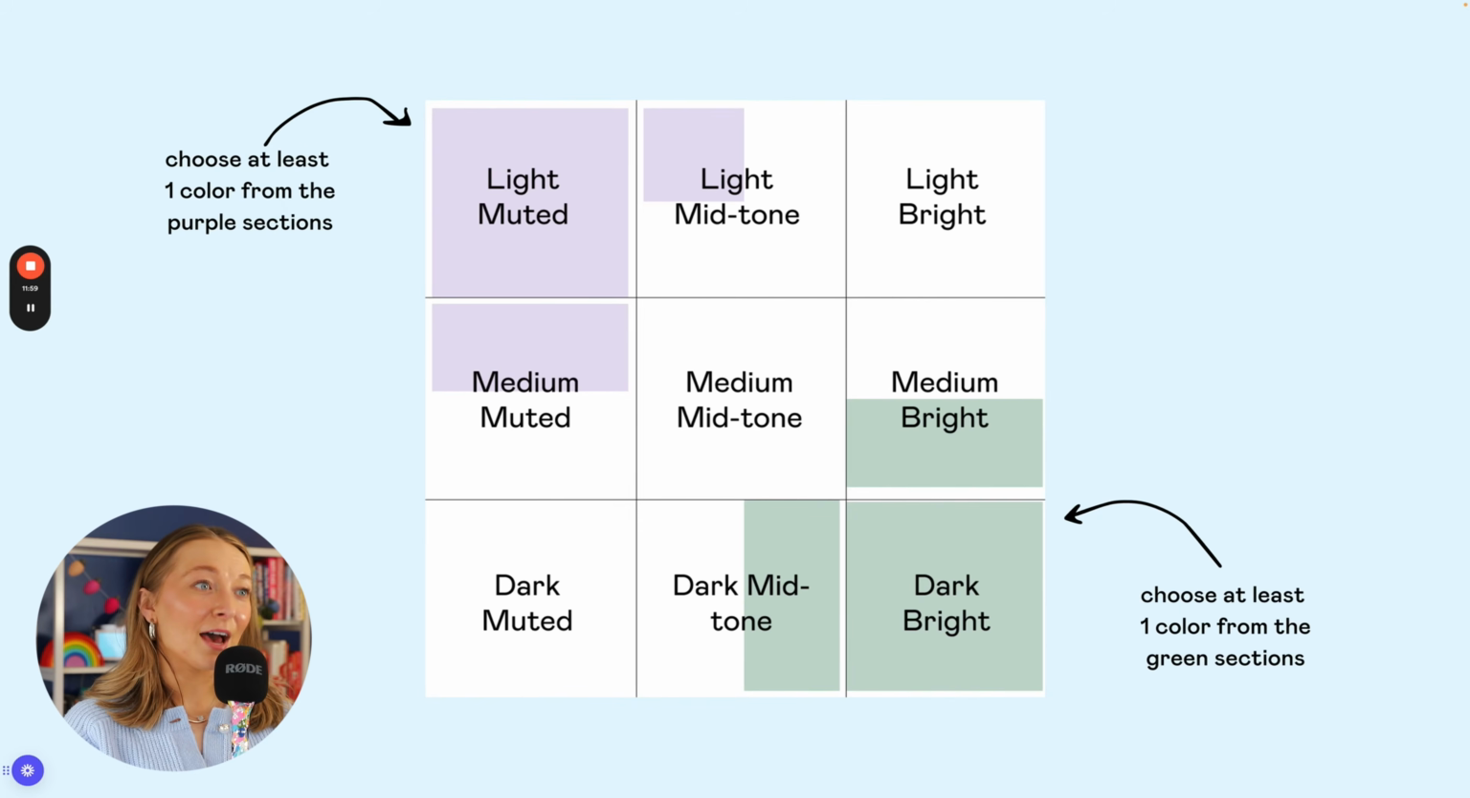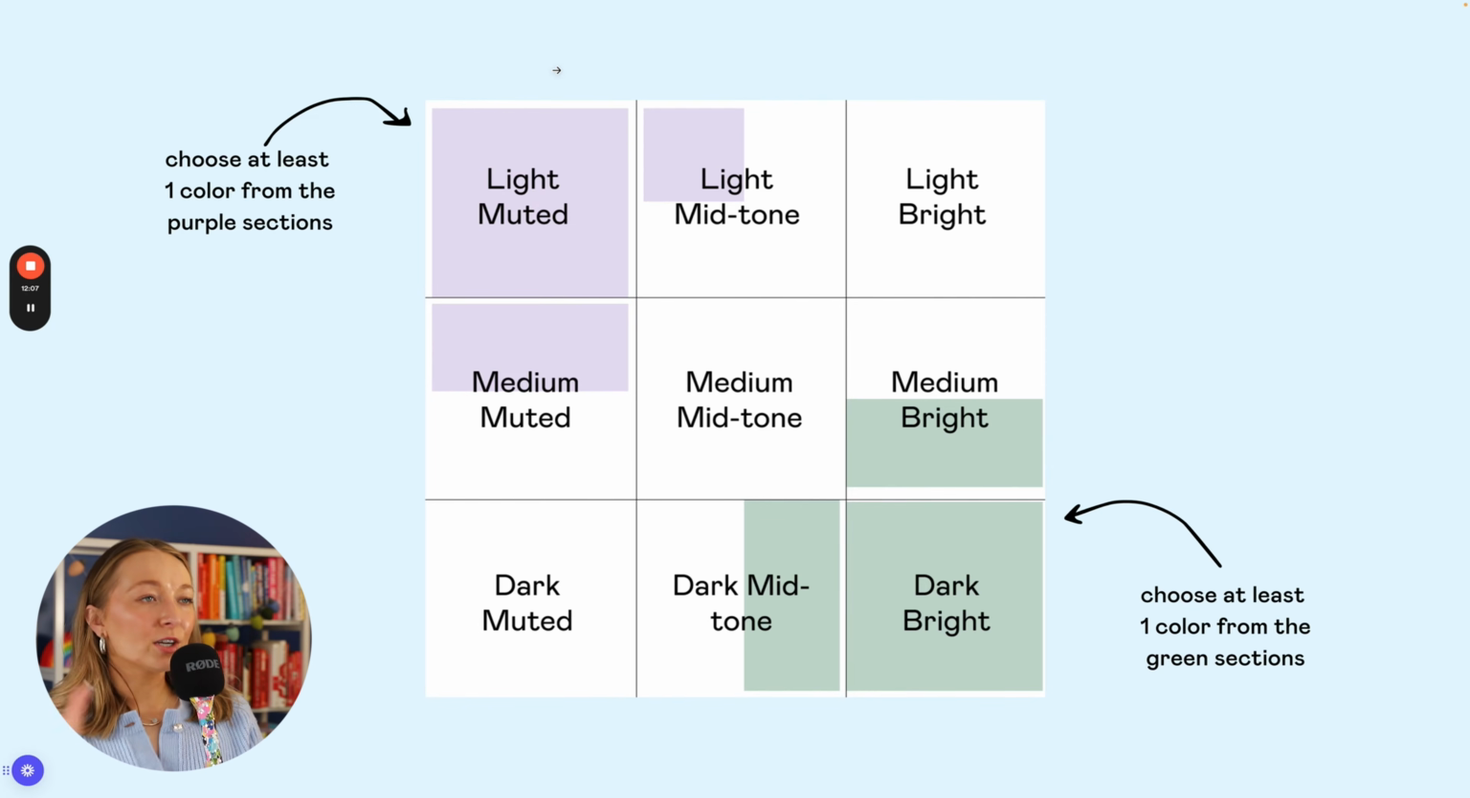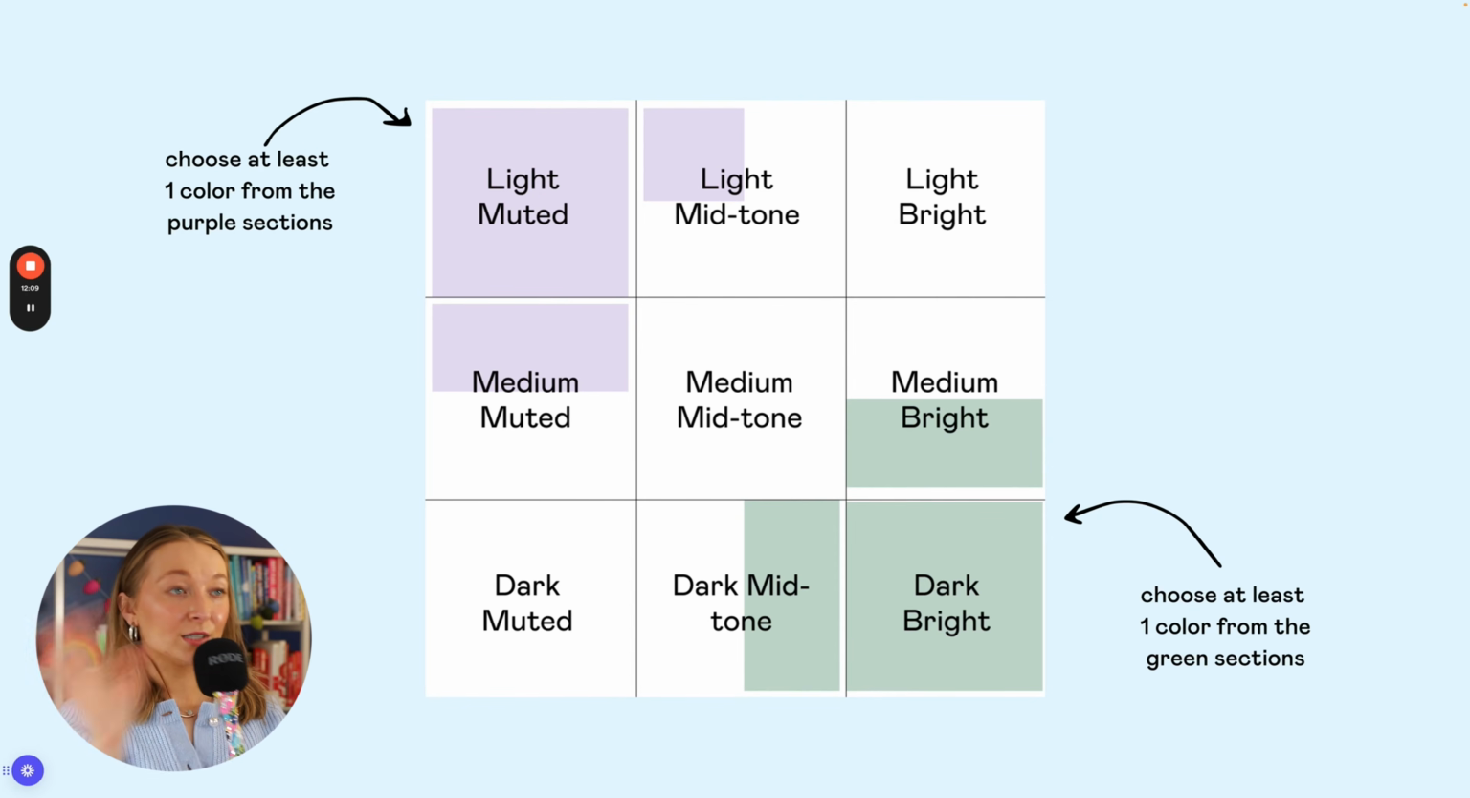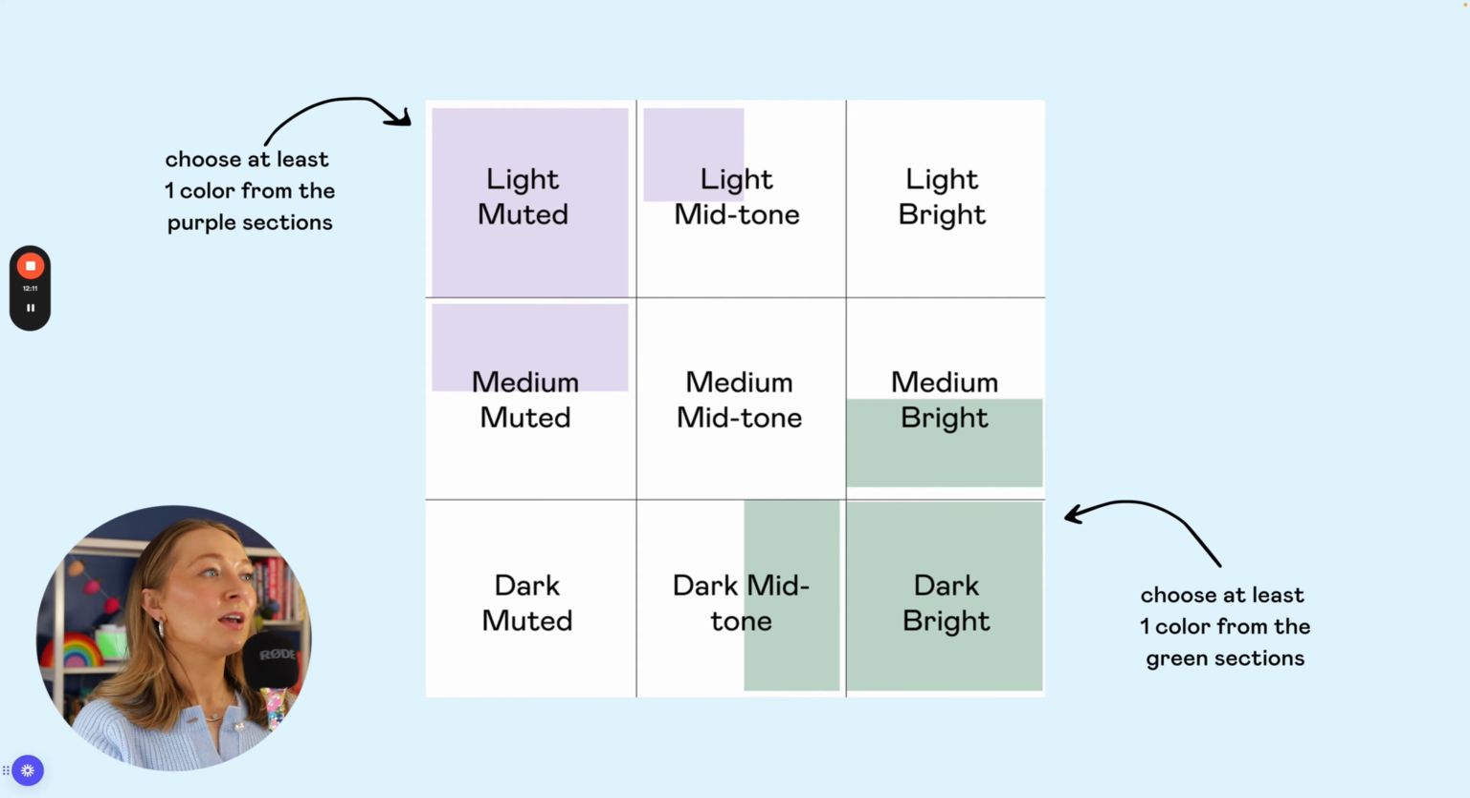And the way we can do that is by making sure that we have at least one light color and at least one dark color. And I've outlined generally where you can find these colors using the hue spectrum tool. So to find your light color, you want to choose at least one color from these purple sections. So this is not like a fine, hard cutoff line. This is more general. But if you have something from this area of the spectrum, you're going to have a light color in your palette.